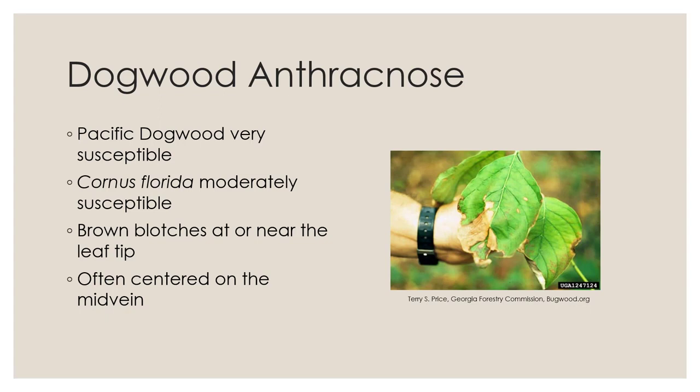So you get these brown blotches at or near the leaf tip. So what happens is the leaves from above will drip onto your leaves and it'll just roll down the main vein and just continue to move down to the other leaves. You often end up with dead gray leaves that just kind of hang on, and they may stay on all winter and spring. So sanitation is really key here.